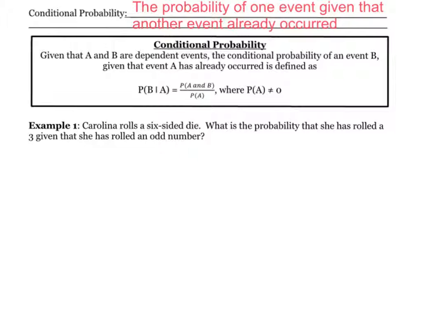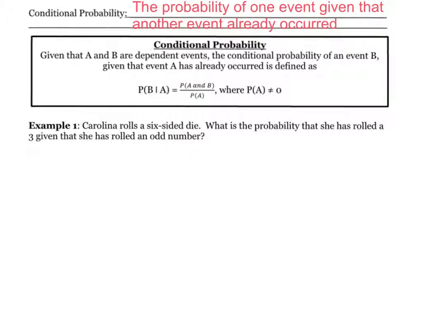Conditional probability is the probability of one event given that another event has already occurred. And we actually have a formula that we're going to use for this. Given that A and B are dependent events, they're depending on one another, the conditional probability of an event B, given that event A has already occurred, is defined as the probability of A and B divided by the probability of A, where the probability of A cannot equal 0.